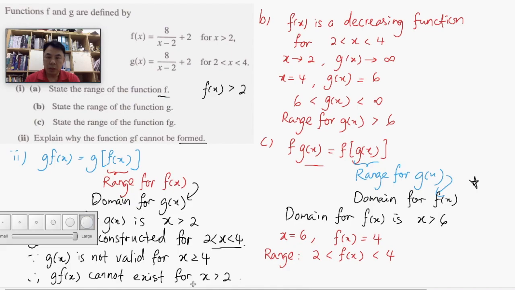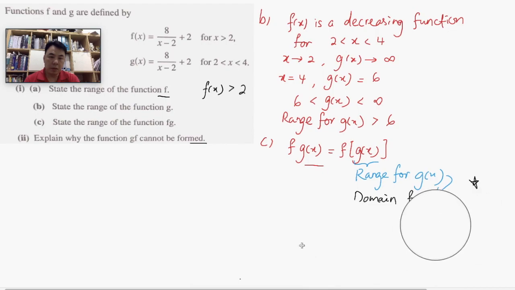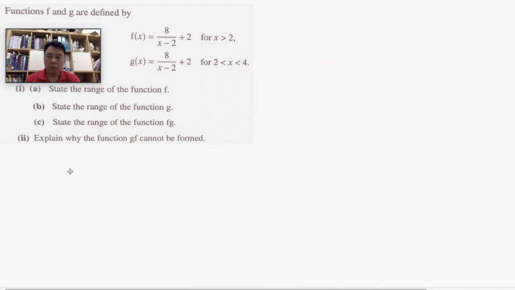Okay, let me erase this. All right, now using a graphing method. Since both of the functions are the same, it's just that the constraint or domain is different, I can just sketch one graph to represent both. It's just that I need to narrow down the domain in this case. So my focus is to sketch this graph.